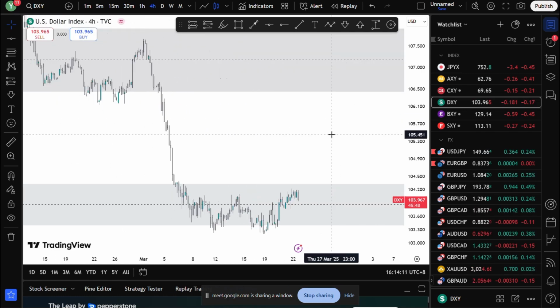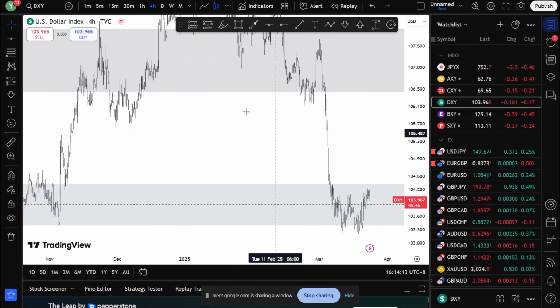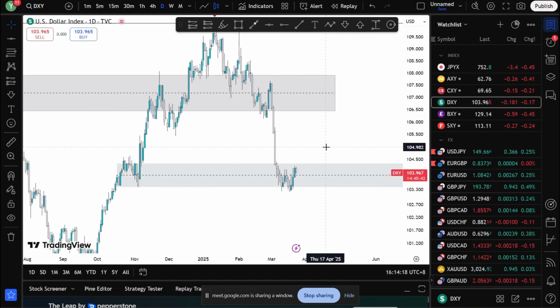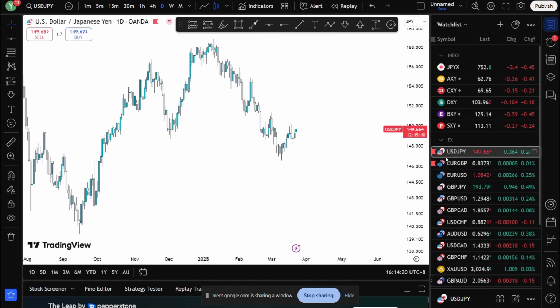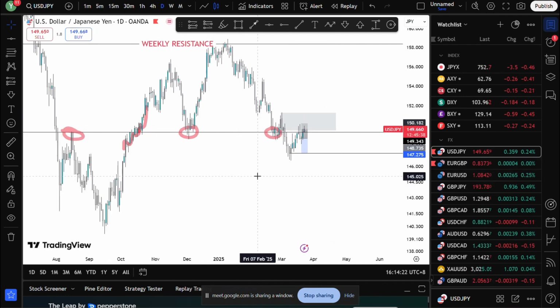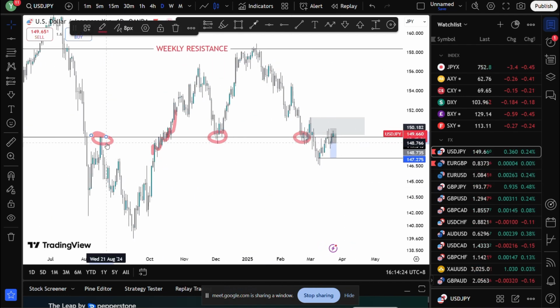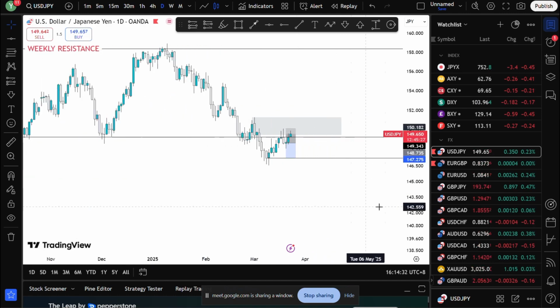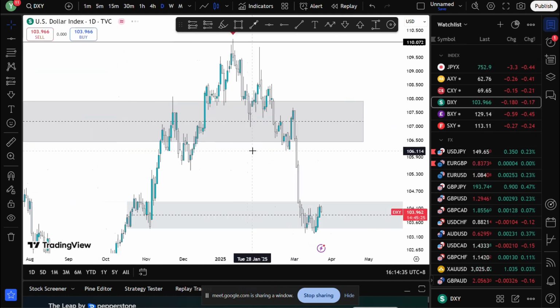Index is something that you shouldn't take as your first reference. If you are confused with the index, you should focus more on your pair rather than the index. Index is just for your reference. It's not as important as your real pair analysis. So we'll look at the DXY now.